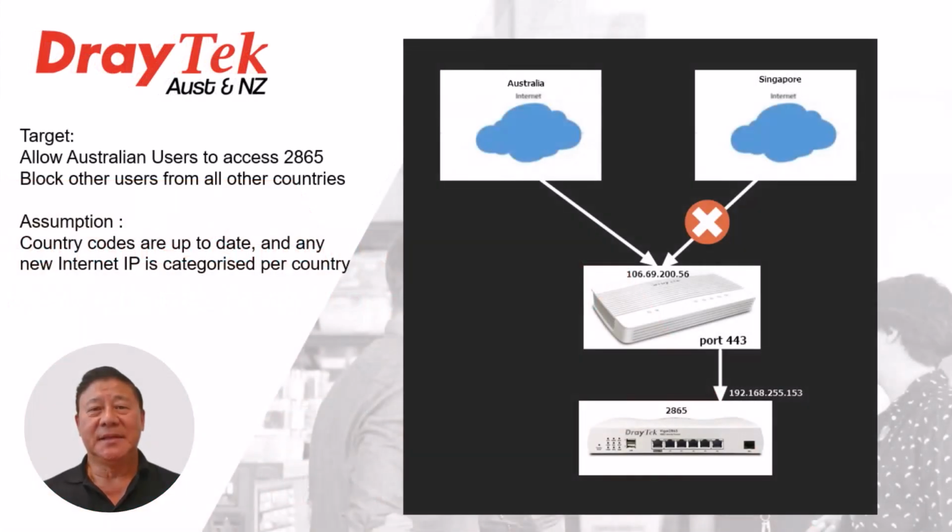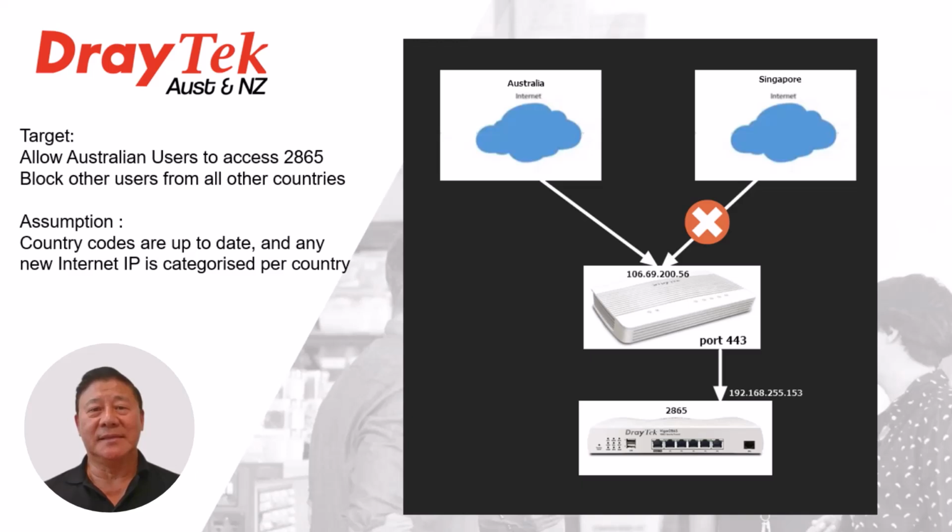This is a simplified schematic of the demo. The objective is to enable users in Australia to access the 2865 device through the primary router, 2135, via port 443. The setup relies on the assumption that the country codes in the DrayTek router are current, typically updated during firmware upgrades, and that any newly issued WAN IP addresses are already mapped to a country.